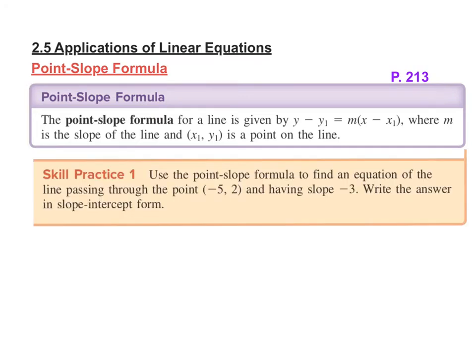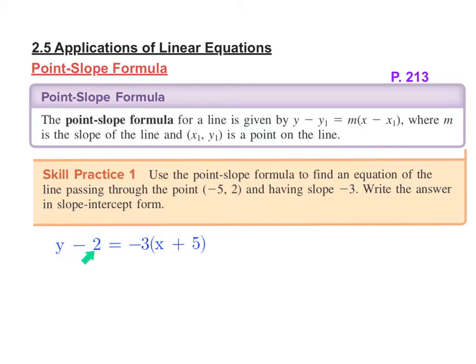So here's a good example. It says use point slope formula, so we've got to use point slope formula. It goes through -5, 2, has a slope of -3, and then it wants the answer in slope-intercept form. So we're going to have to do a little bit of rearranging. So I go to my formula. I plug in the slope, which is -3. I plug in where x1 and y1 is.